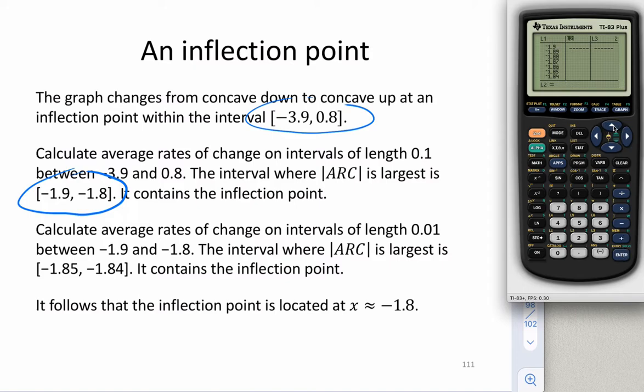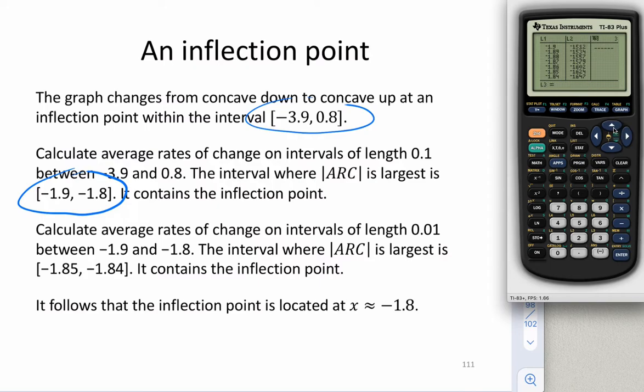Now I move over to L2 and generate the y coordinates of the points. So that's y1 of L1 using function notation. And there are the x coordinates. So now I've got a bunch of points on the graph.